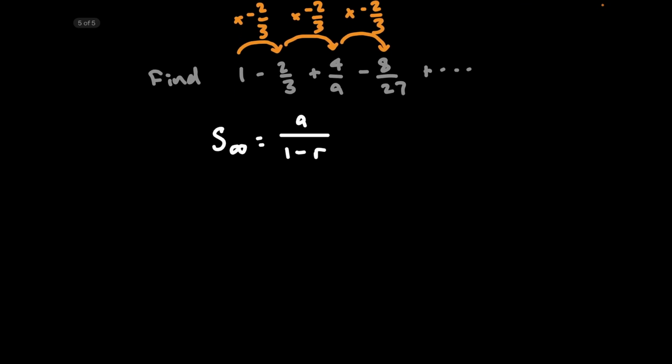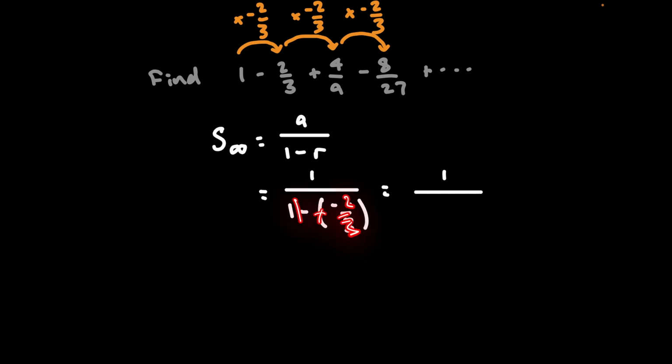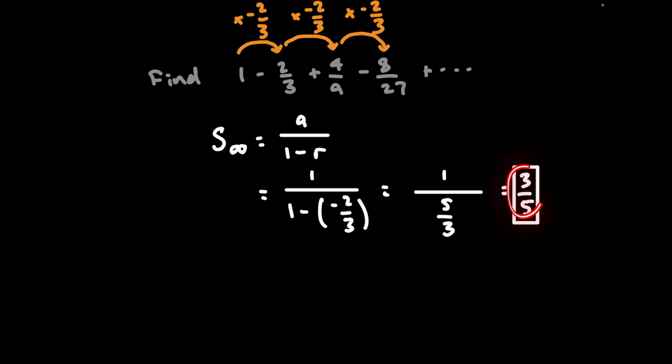So now we can work out the summation. The summation is simply 1 over 1 minus the common ratio, which is minus 2/3. That equals 1 over 1 plus 2/3, which is the same thing as 1 over 5/3, and that's 3/5. So the series is convergent at the point 3/5. The sum of infinite terms in this sequence will equal 3/5 because r is between -1 and 1.